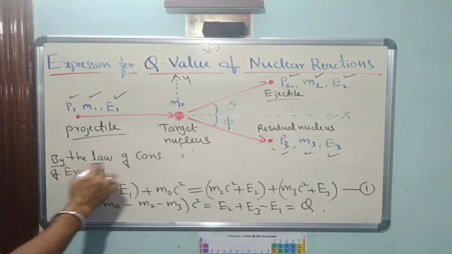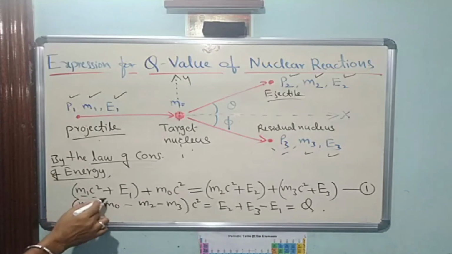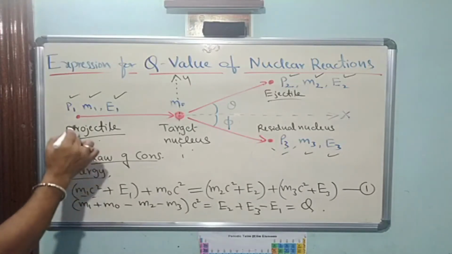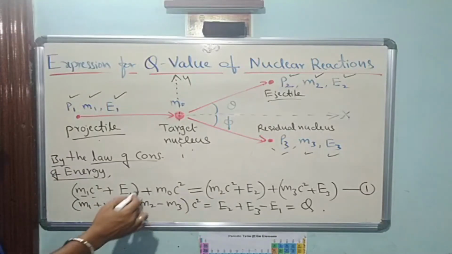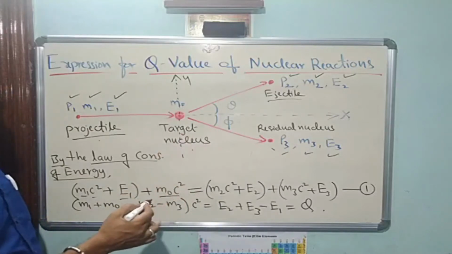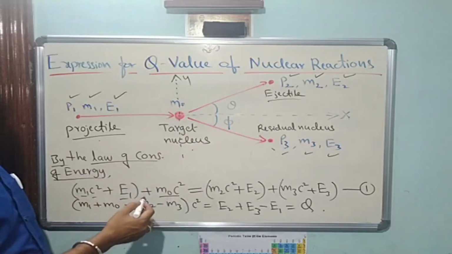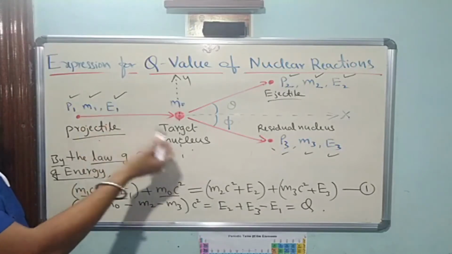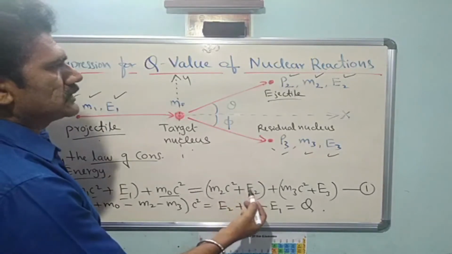According to the law of conservation of energy, we can write the first term, m1 c square, as the rest mass energy of the projectile plus the respective energy E1, plus m0 c square, the rest mass energy of the target. This total sum gives the total energy before the reaction, which is equal to m2 c square plus E2.